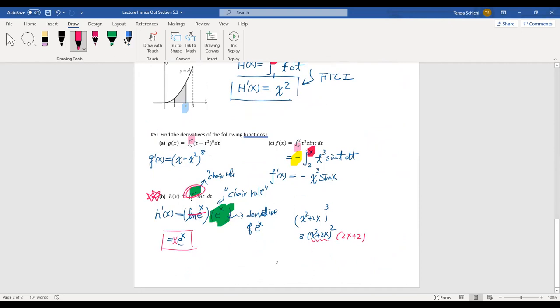That wraps up our section on the fundamental theorem of calculus. Next time we'll talk about a different topic: indefinite integrals and the net change theorem.